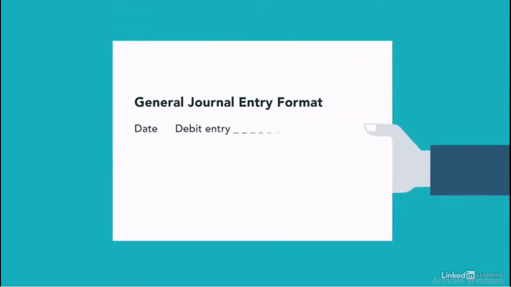A specific format is used to record transactions in a journal entry. The debit entry is always listed first. The credit entry is always listed second, and the credit entry is indented to the right. Normally, the date and a brief explanation of the transaction are considered essential parts of the journal entry, and dollar signs are usually omitted.